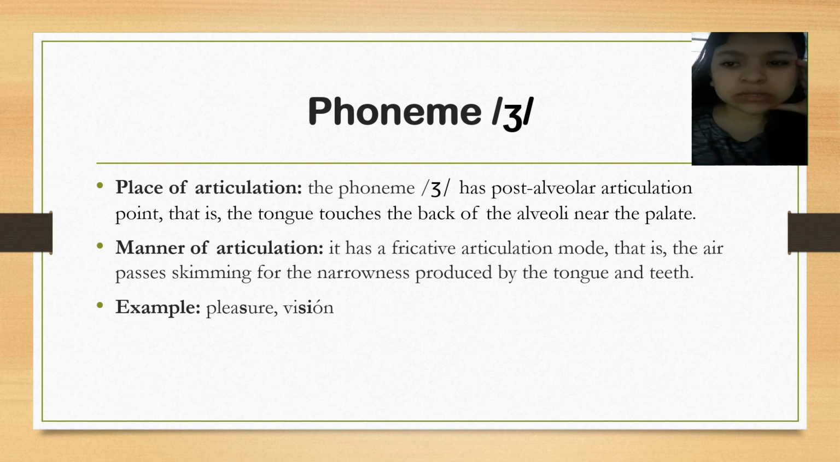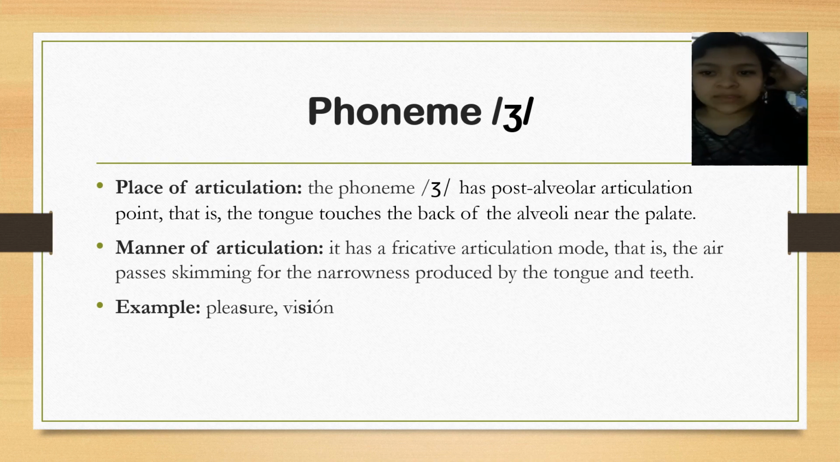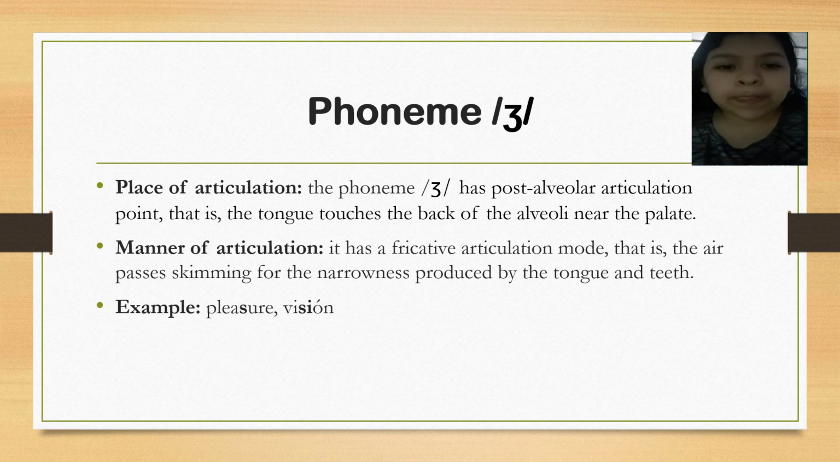Phoneme zh. The phoneme zh has a post-alveolar articulation point, that is, the tongue touches the back of the alveoli near the palate. It has a fricative articulation mode, that is, the air passes skimming through the narrowness produced by the tongue and teeth. The pronunciation of this phoneme is zh. Example: pleasure, vision.